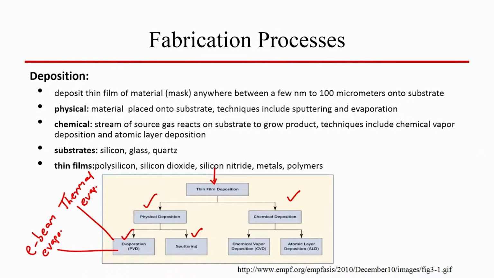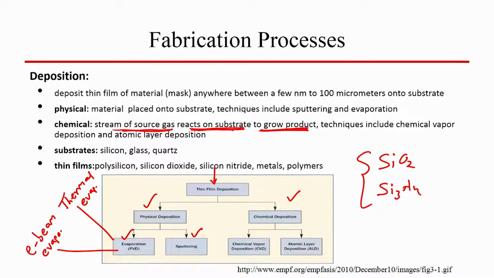So, the second process is chemical vapor deposition. Chemical vapor deposition, what happens? If you see the slide, a stream of source gas reacts on the substrate to grow the product. For example, if you want to grow silicon dioxide, or you want to grow silicon nitride, then you can use the CVD technique.